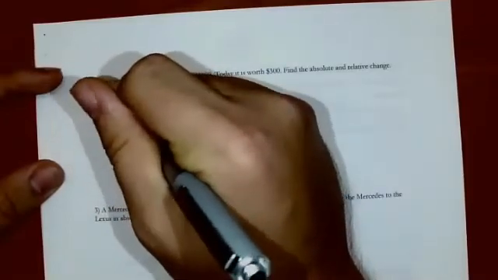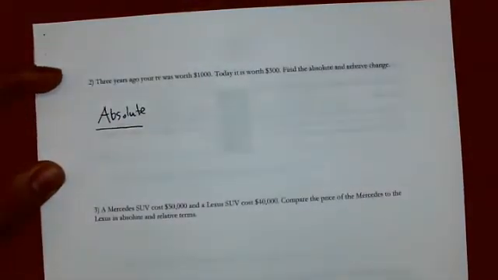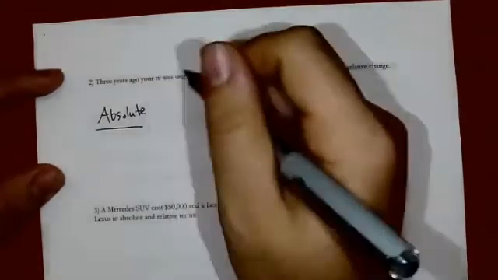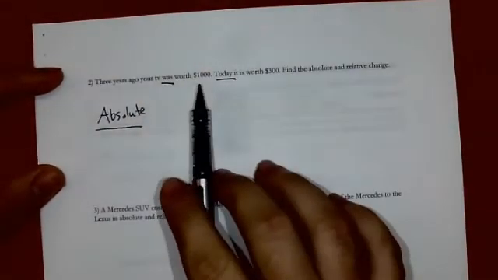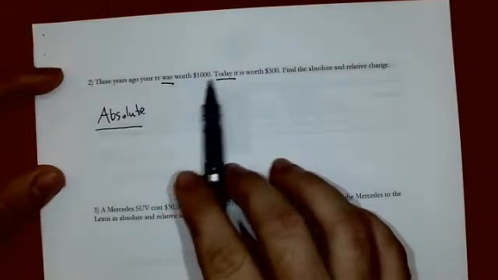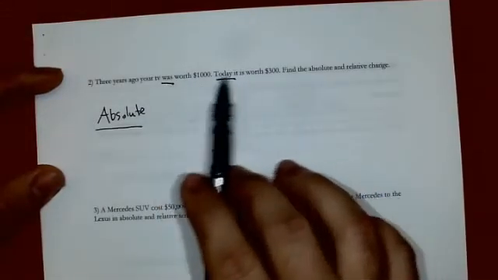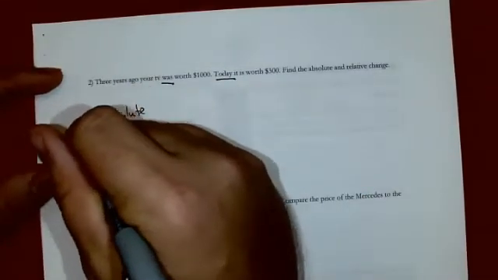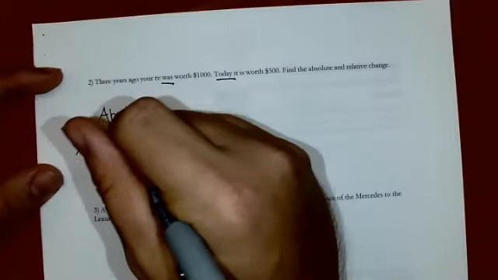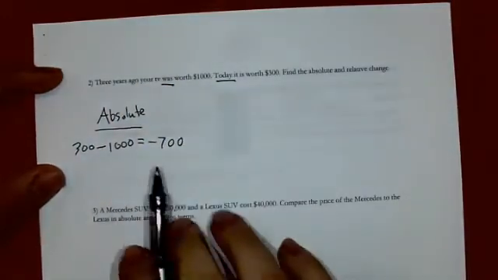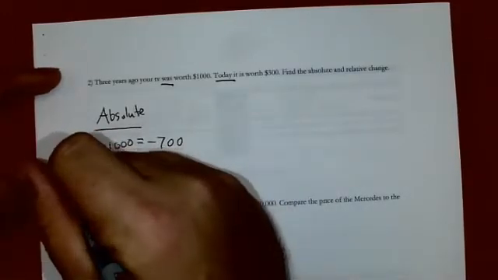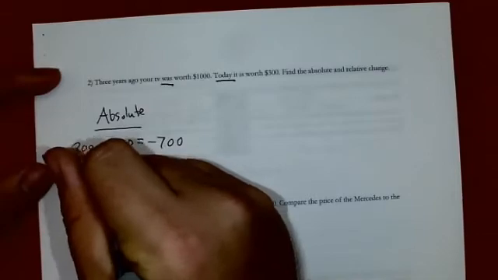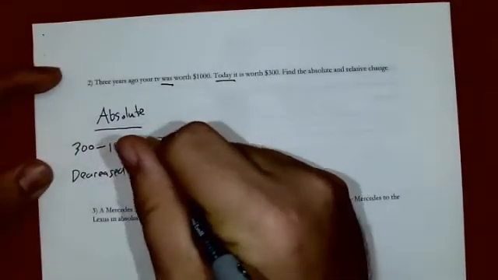Let's start with the absolute. So we want to determine, has it gone up or down? It was, past tense, worth 1,000. Today, it's worth 300, so it's gone down. So when trying to determine the order of subtraction, it's been a decrease, so we should get a negative number. In order to guarantee a negative number, we're going to be doing 300 minus 1,000, which is negative 700. Note that we get a negative value there. It's very important. The negative indicates a net decrease, which tells us that it has decreased in value by $700.